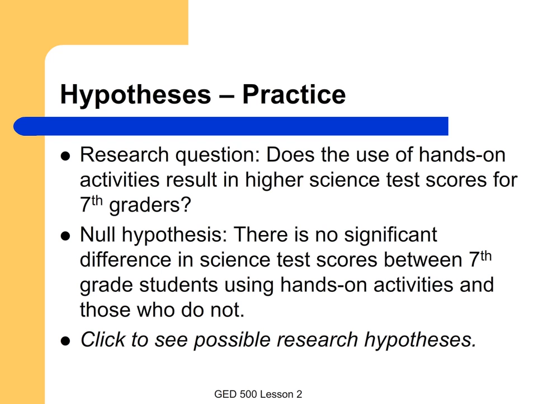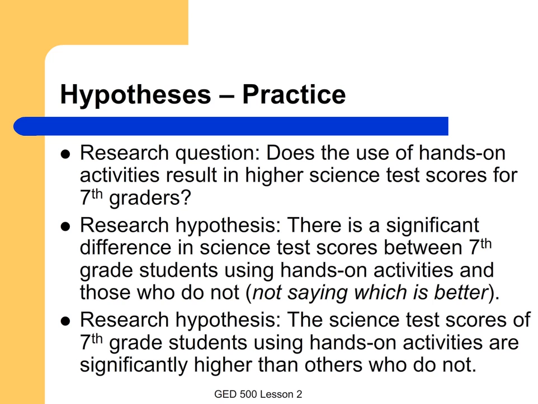Now let's look at the research hypothesis. Here are two examples of research hypotheses. The first is there is a significant difference in science test scores between 7th grade students using hands-on activities and those that do not. This one doesn't say which is better or worse. It just says that there's a difference. This one, however, says the science test scores of 7th grade students using hands-on activities are significantly higher than those who do not. So this is taking a stance, right?